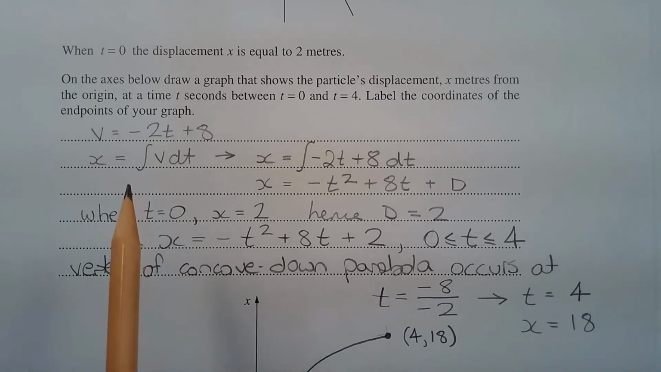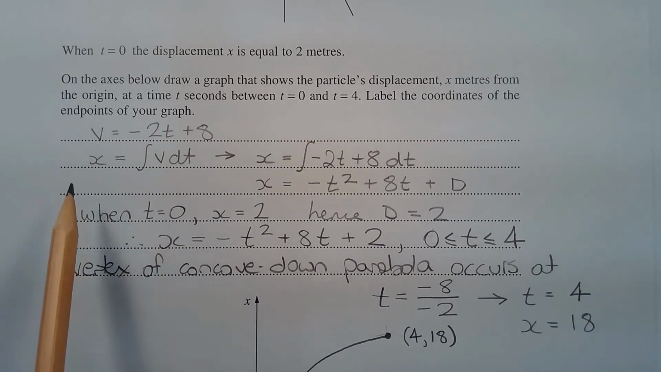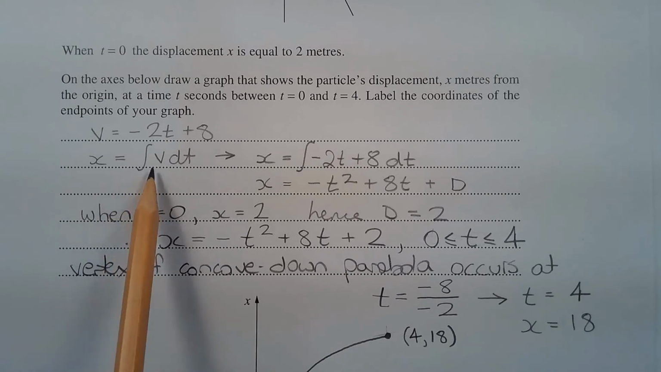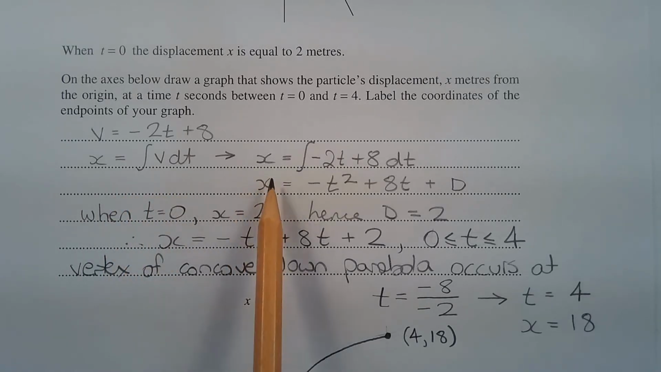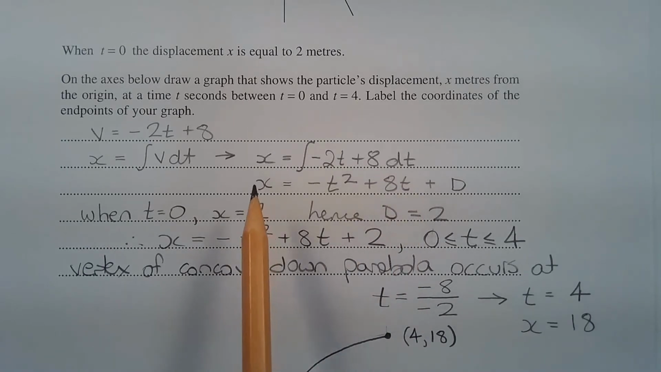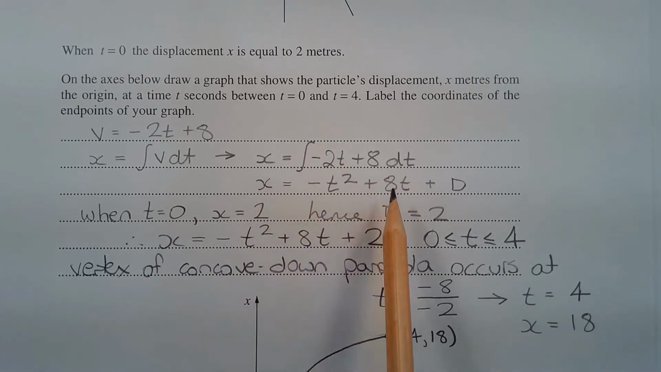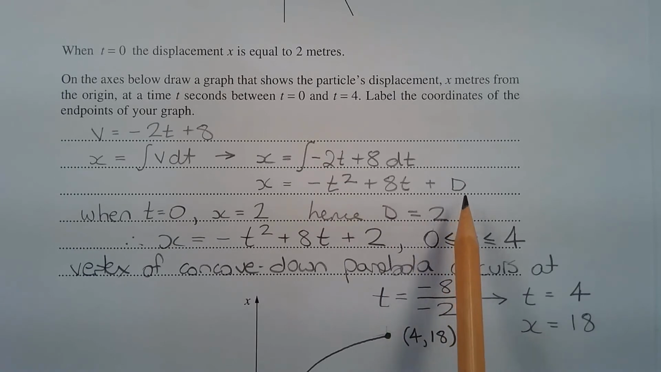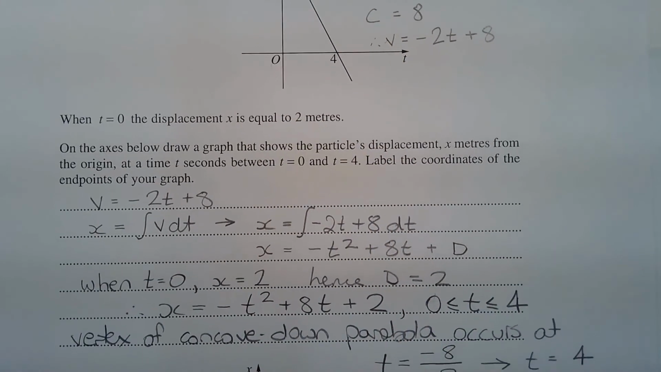So the next step is to integrate velocity. So the displacement x is equal to the integral of velocity dt. So x is equal to the integral of negative 2t plus 8 dt. So x is equal to negative t squared plus 8t plus the constant of integration d. And I've used the letter d because I've used the letter c previously here, so that helps to avoid some confusion.